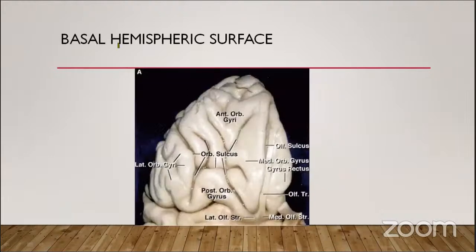Now, the final surface is the basal hemispheric surface. So this surface actually rests on the orbital roof. So that's why it has been named as various orbital gyri.